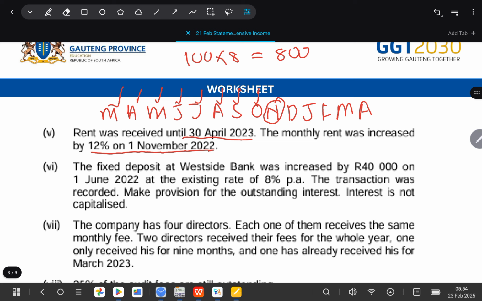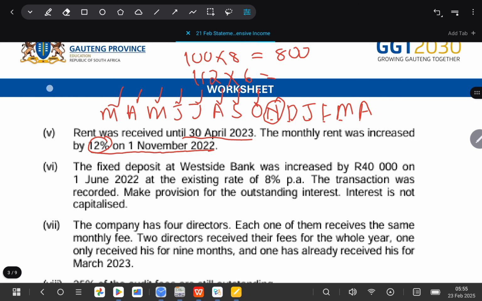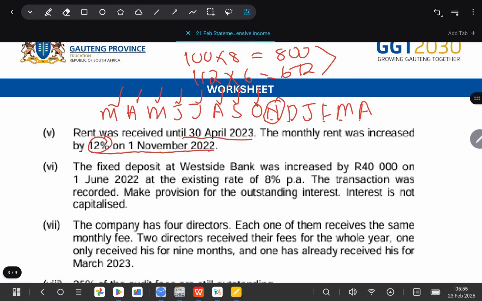And then for the rest, from November up until April, 1, 2, 3, 4, 5, 6. For 6 months, it became 112% because rent increased. So we're going to say 112 multiplied by 6 and see how much we get. 112 multiplied by 6 gives you 672. So we're going to have 672 here. So the total of the two, how much are we going to get?